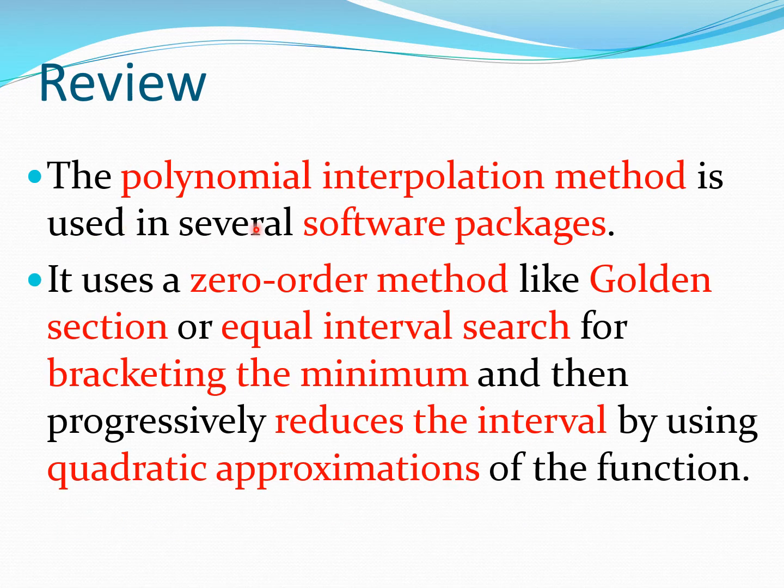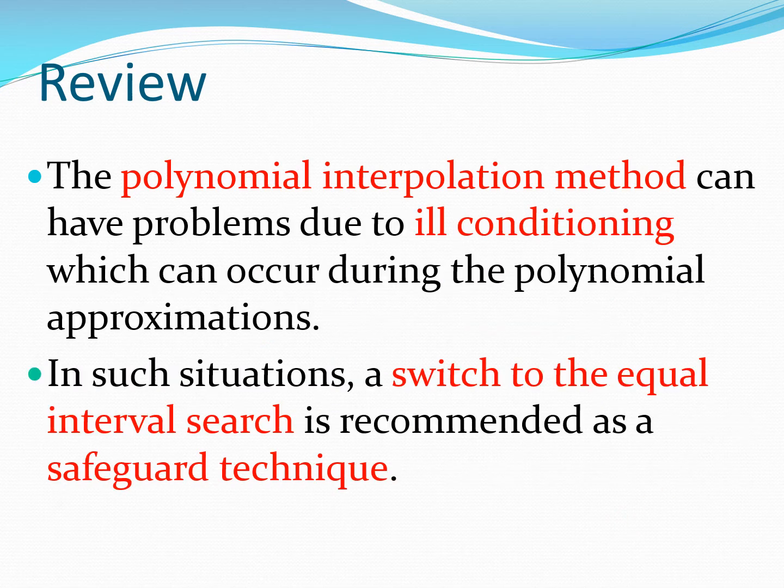Now, the next method we looked at was the polynomial interpolation method, and this method is also used in various software packages. In this method, you start out with a method such as golden section for bracketing the minimum, and then you progressively reduce this interval using quadratic approximations of the function. And we discussed how you essentially narrow down this interval, and you keep doing this till again your goal of 10 to the power of minus 6 or 10 to the power of minus 8 is obtained.